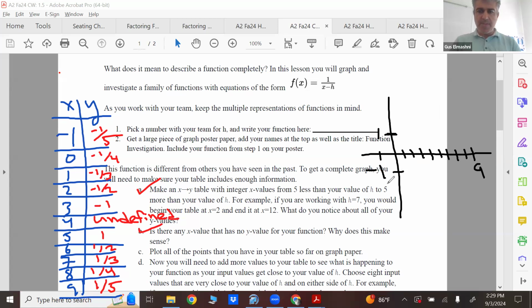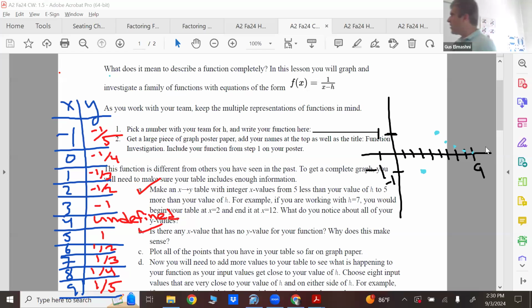This can be a little crazy, but if we think about it, it's going to be really, really tiny numbers. Let's go light blue. All right, so 3, -1. 5, 1. I don't know what to do at 4 yet. I'll talk about that in just a bit. Let's see here. 6, 1/2. 7, 1/3. 8, 1/4. 9, 1/5.